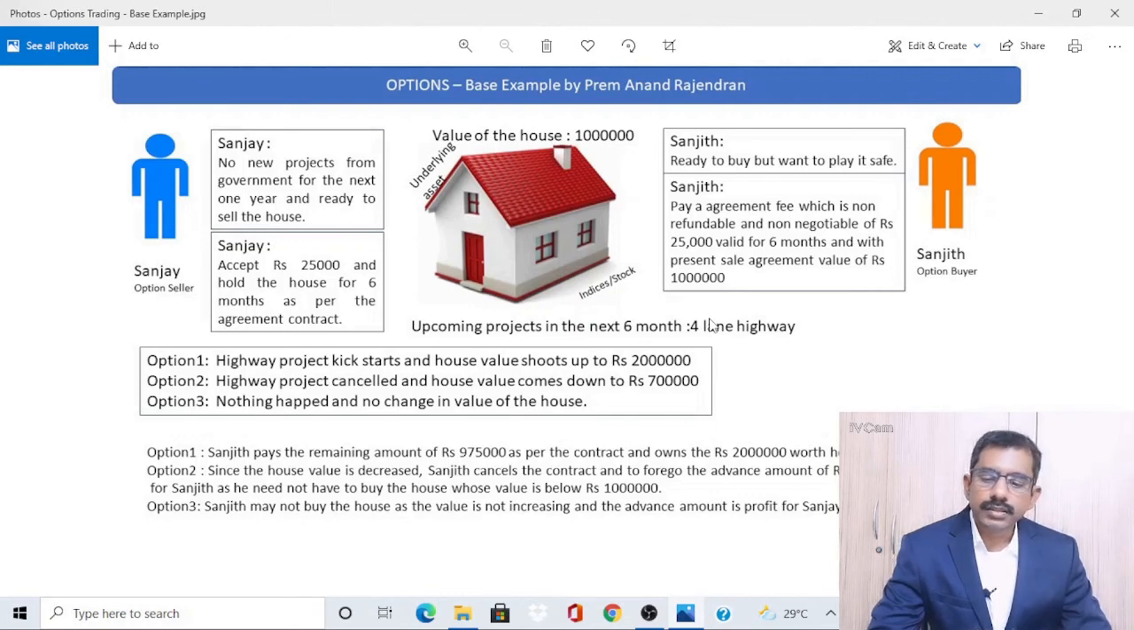And in all the three options, option 1 is profitable to Sanjeet and options 2 and 3 are profitable to Sanjay. So this is how options work, and to summarize, Sanjay we need to map to the option seller, and Sanjeet we need to map to the options buyer. This is the typical role of an option seller and option buyer.